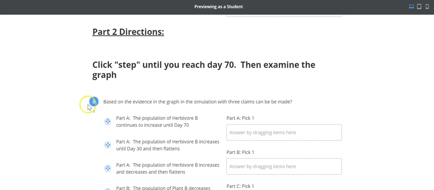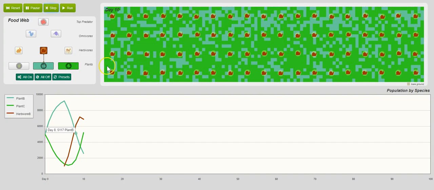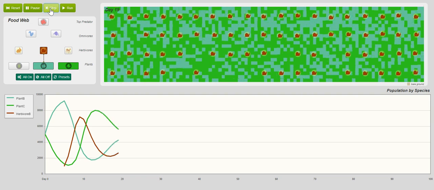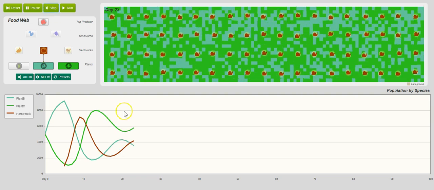But I'm going to skip ahead now to part 2, which is going to move all the way until day number 70. So here we are at day 10. We're going to skip ahead to day 70 and watch what happens. So as you can see, our populations are fluctuating a lot, all three organisms, herbivore B, plant B, as well as plant C.